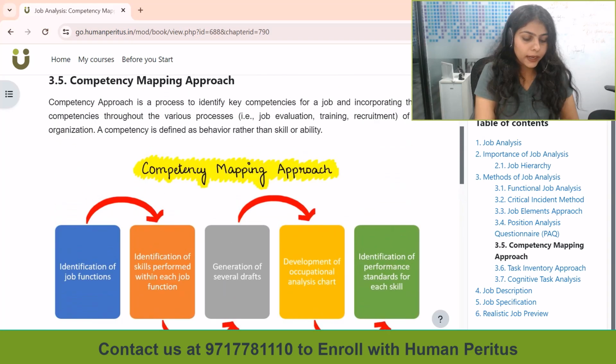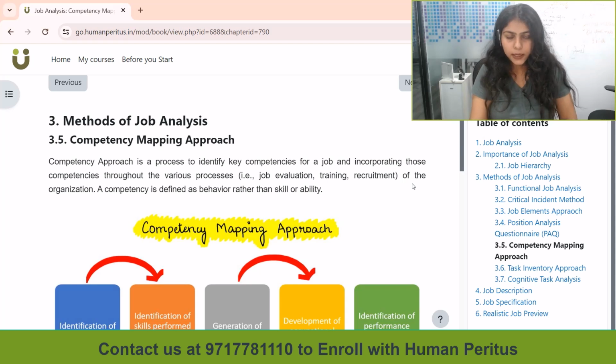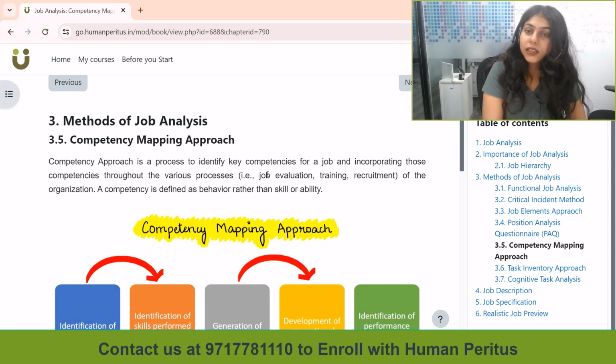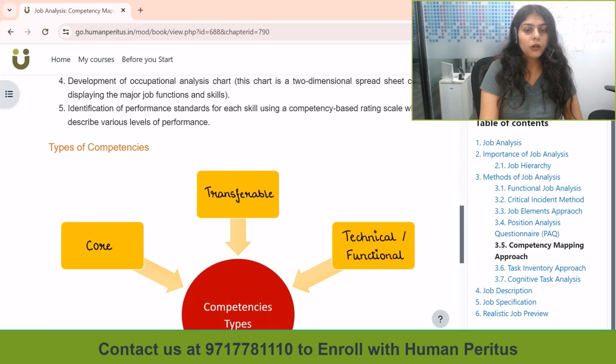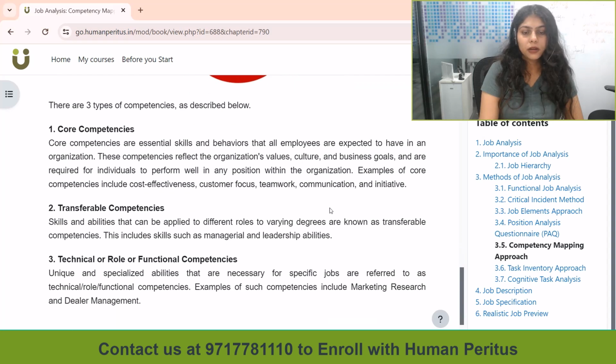What is a competency though? A competency is usually a skill, but here a competency is defined as behavior rather than a skill or an ability. So here are also types of competencies: core, transferable, technical. So technical obviously means the specific job related competency. Core competencies are essential skills and behavior that all employees have. So these are something, the non-negotiables. You have to have that. All employees have to have that.